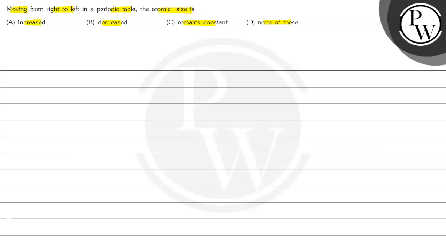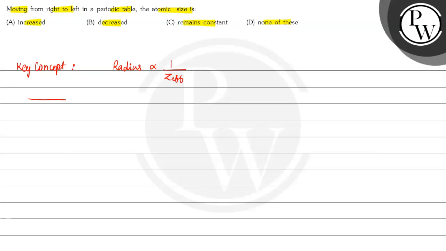And first of all, we will start with the key concept in this case. Key concept for this case will be, we know that radius is inversely proportional to effective nuclear charge, that is Z effective. Effective nuclear charge, as it increases, radius will decrease.